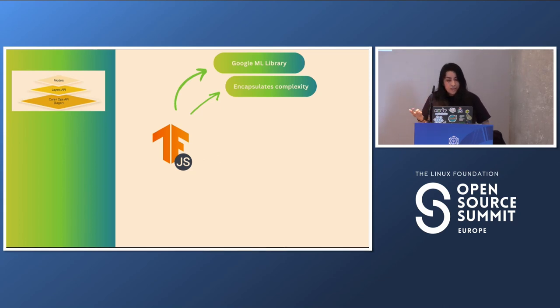And then there's another layer, which is the core ops API. This is more for linear algebra. I'm not saying that you shouldn't use it. It would definitely be something that we will need to dive into to understand it better. But if you want to get started, the Layers API and the models layer would be a great place for you to get started.